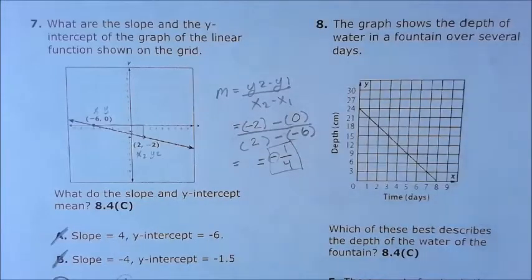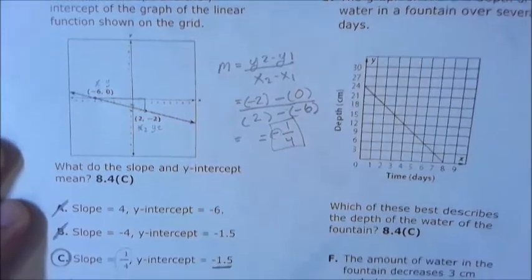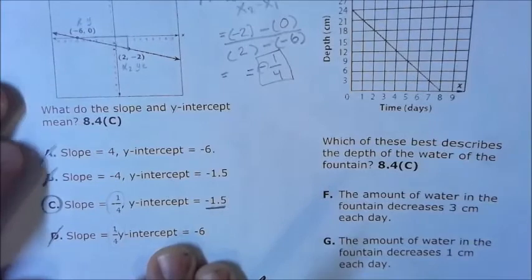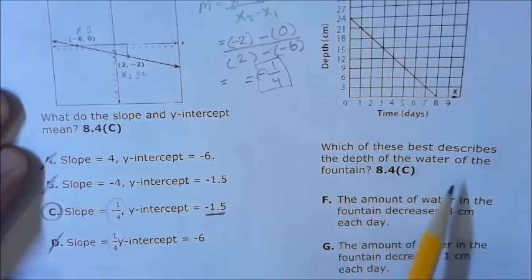Alright, now on to question number 8. It says the graph shows the depth of the water in a fountain over several days. Which of these best describes the depth of the water of the fountain? So what we're going to be looking at, this one does have a clear graph, so we're good on that. We can count this real easily. So let's go ahead. I'm going to move this up just a little bit so we can look at our answer options. And notice it says which of these best describes the depth of the water of the fountain.